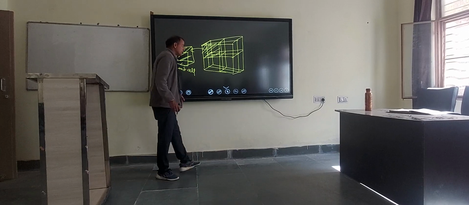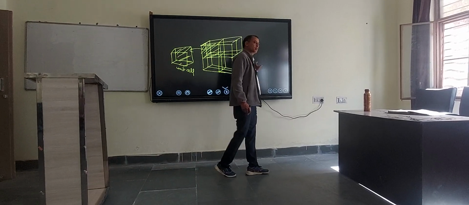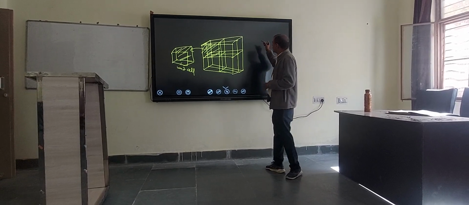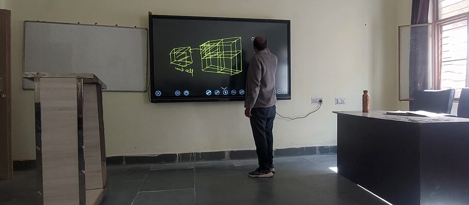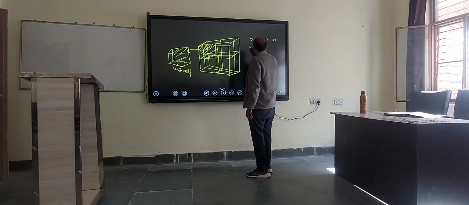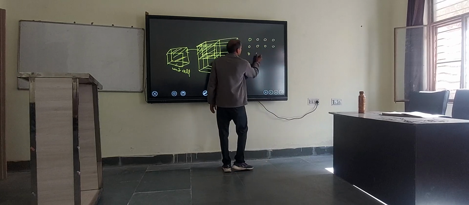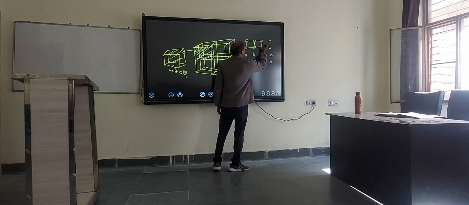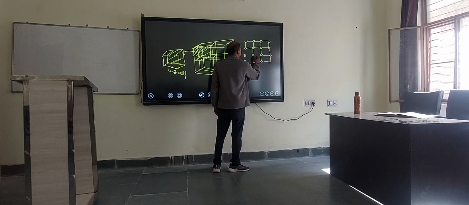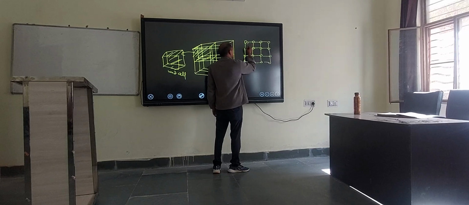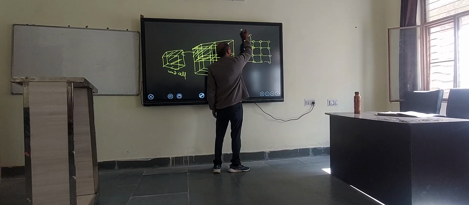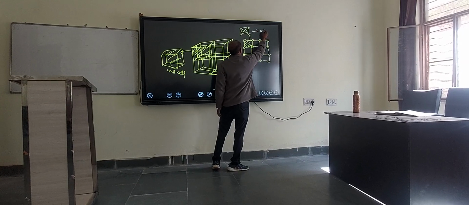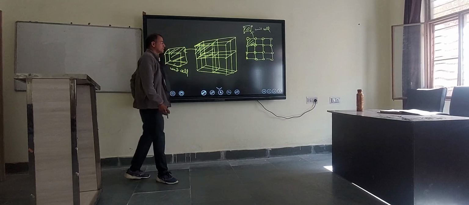If there is difficulty in sketching or drawing this diagram, then you can also sketch it two-dimensionally like this: 1, 2, 3, 4. This is the two-dimensional structure of the unit cell, right? Unit cell and Bravais lattice. The whole crystal is made from this.